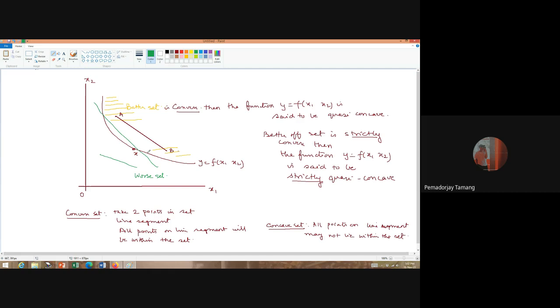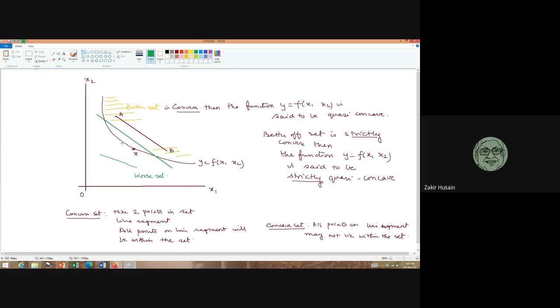Sir, could you repeat it once more? What I'm asking is, is this worse set convex or is this worse set convex? No, sir. If the line is lying on the upper part, then it is cutting off. So if I take a point like this, it appears to be convex. All points lie within the set. But it's also possible to take points like this. Yes, sir. Then it will not be convex. It will be concave.